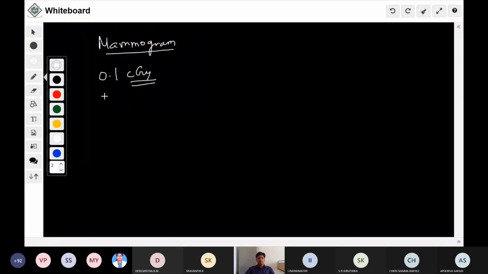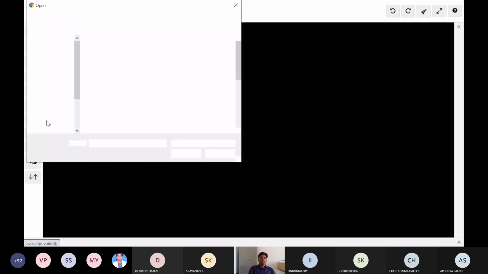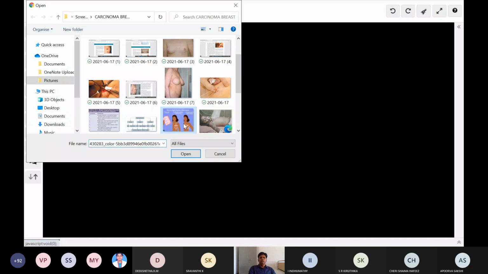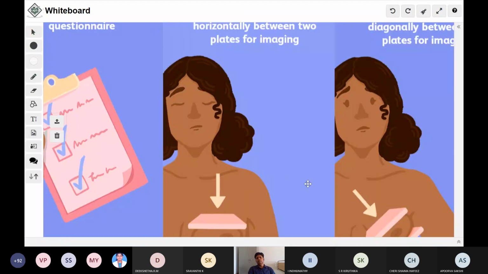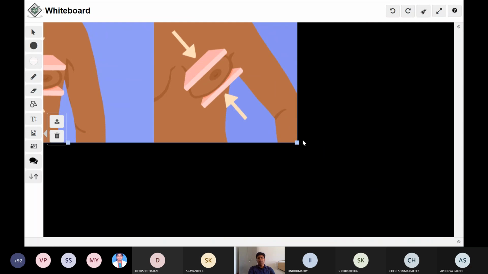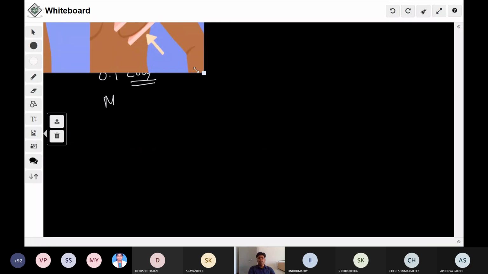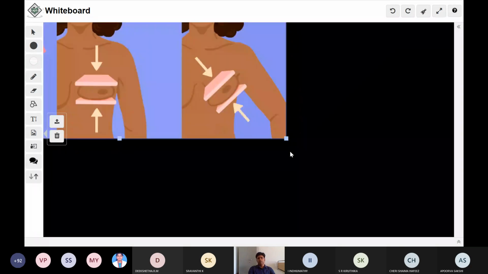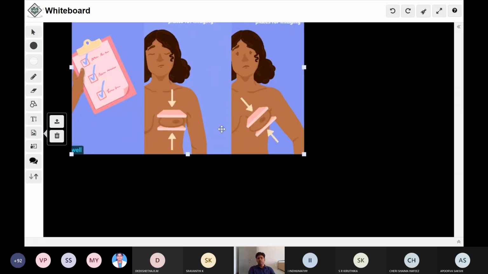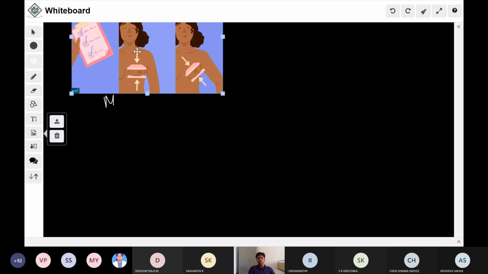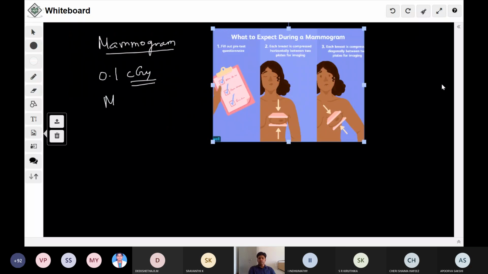And there are two views you will take. One is the mediolateral oblique view. Can you see the image now? Yes, sir. Okay, so you are taking the two views.